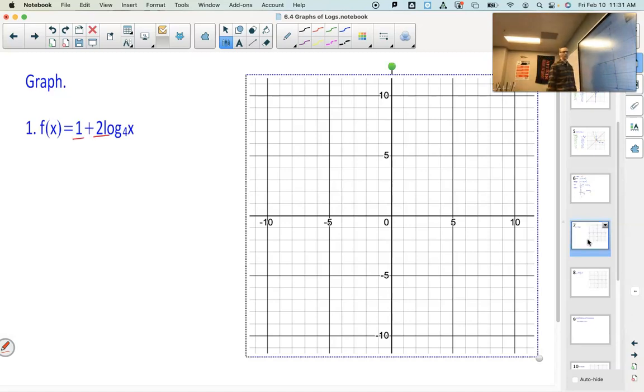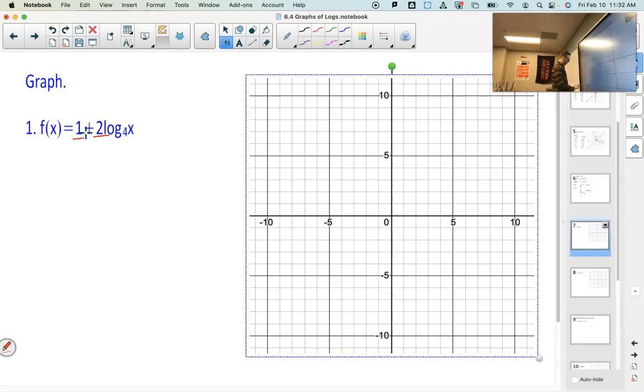I have a +1 and I have a ×2. What do we know that multiplying by 2 does to a graph? It vertically stretches it by 2. What do we know adding 1 to a graph does? It moves it up 1. Okay. So if I can just get the parent curve graphed, I can do my transformations.